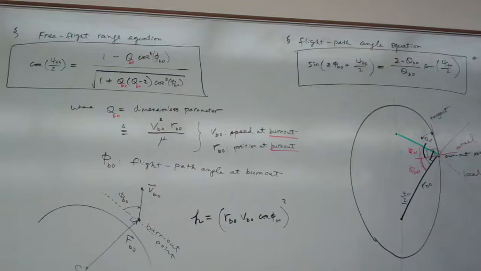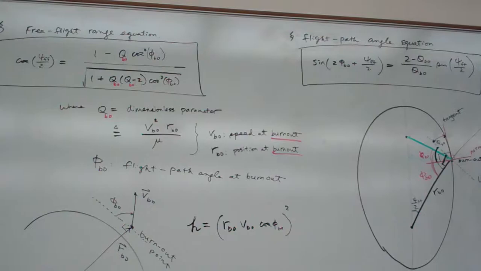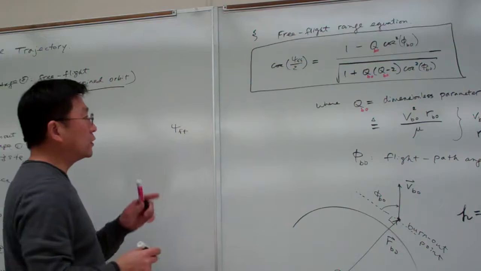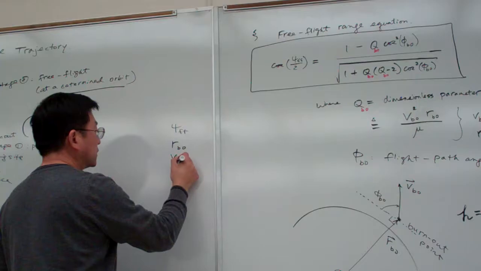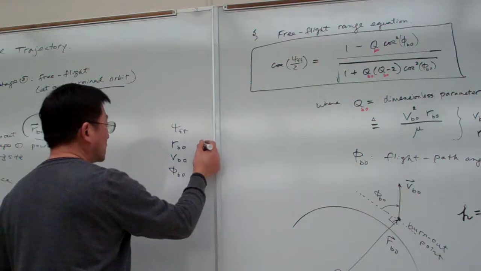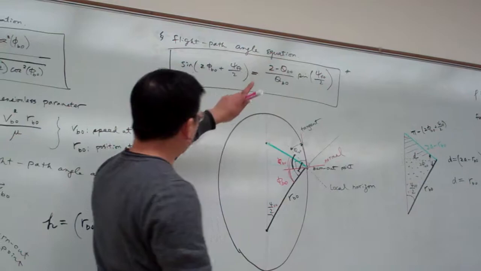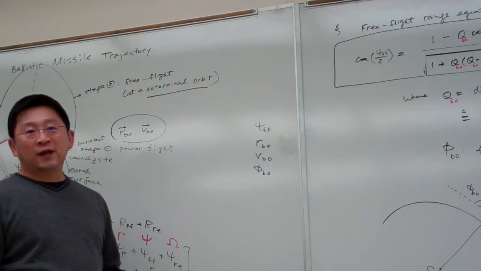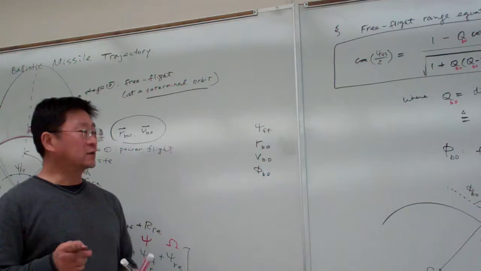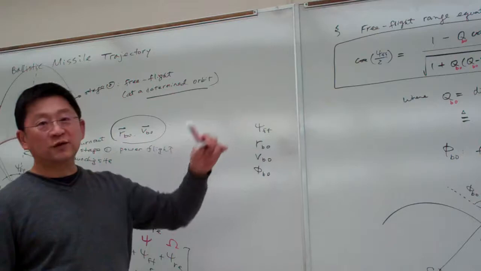So by looking at the two equations, we have parameters, free flight, range angles, and at the burnout, we have RBO, we have velocity, and we have VBO. And then also from here, that is derived quantity Q. So basically, Q can be included in the two parameters. The same here, we have VBO and VFF. So everything is here. We have four parameters, and we only have two equations. So most of the time, we must know at least two pieces of the information, and then we can utilize the two equations to solve for something.